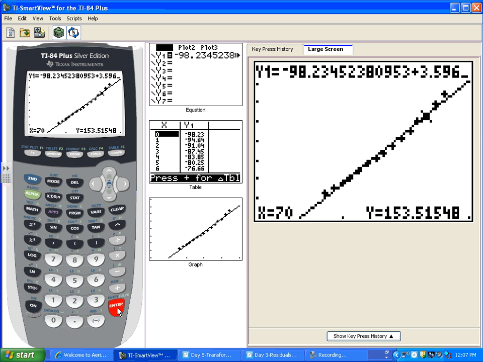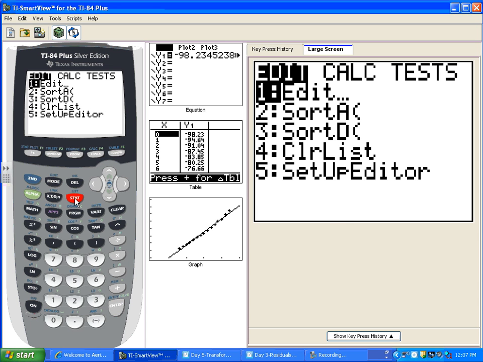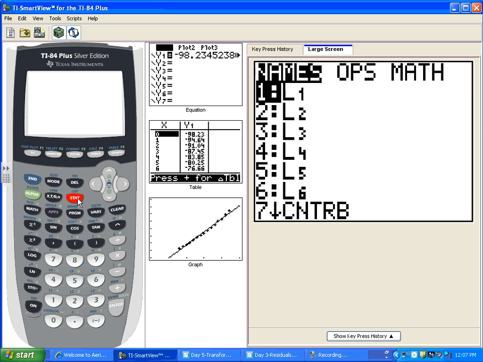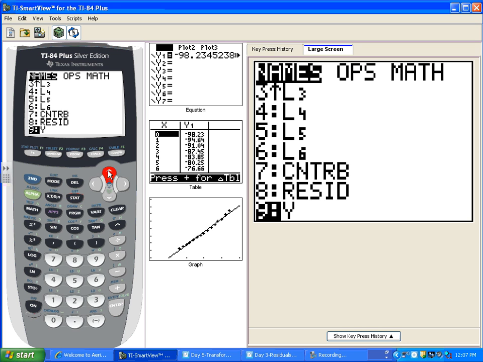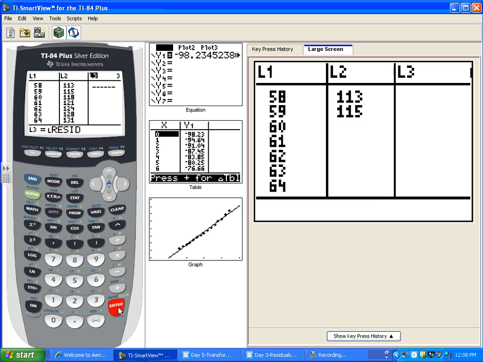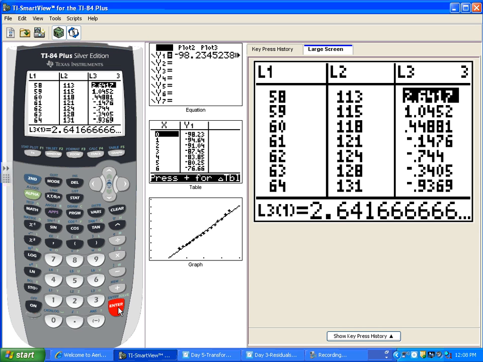All right. Next thing I want you guys to do, press stat, hit edit again. You should have that in list 1 and list 2. Go up and hit list 3, where it says list 3 equals. And here's a nice little button for you. Press second list. Go back to the one that says resid. So have list 3 equal the residuals. And there you have all your residuals.